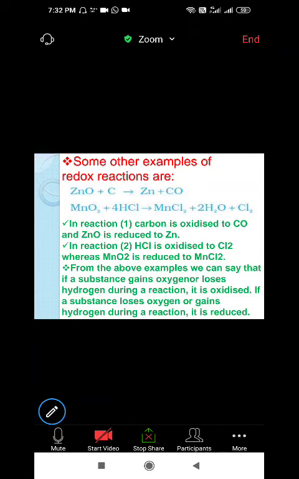In the next one you can see MnO2 plus 4HCl gives MnCl2 plus H2O plus Cl2, right? So from the manganese oxide the oxygen is removed, and the manganese is combined with the chlorine over here, and in the HCl the oxygen is added to the hydrogen. So here too the oxidation and reduction are done together, and this is an example of a redox reaction.